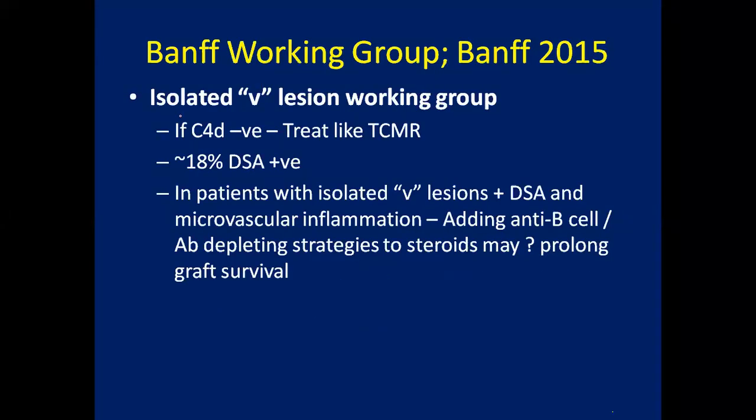So it was suggested that an isolated V lesion working group was formed, and it is suggested that if C4d is negative, then you treat this as T cell mediated rejection. But it was said that 18% of these isolated V lesions can show DSA which is positive. And in patients with isolated V lesion plus DSA and microvascular inflammation, adding anti-B cell or antibody depleting strategies to steroids may possibly prolong the graft survival.